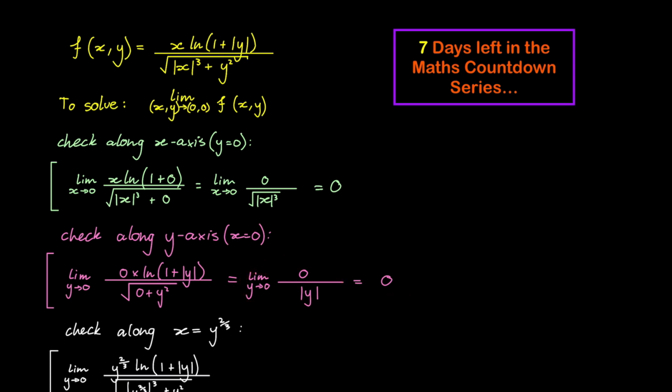Okay, so now we check along this third line, x equals y to the power of 2 over 3. And just note quickly before we go and check along this line, that you can choose anything. You could have chosen different lines to check your limit along. It didn't have to be the x-axis, y-axis, and this line over here. It could have been any lines that you thought were the easiest to check it along and that you were able to check it along.